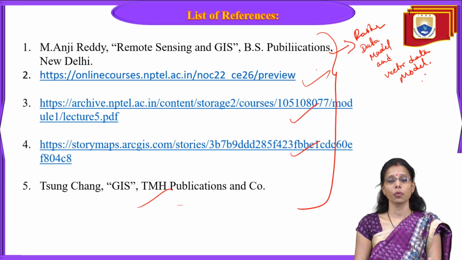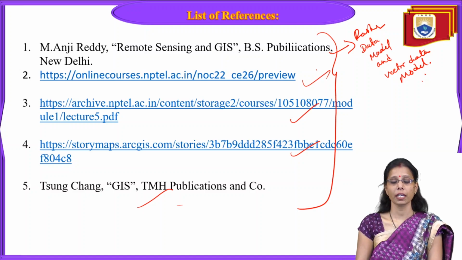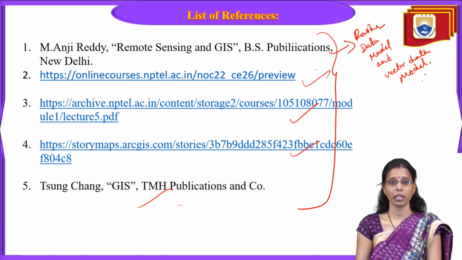So I hope you understood about the raster and vector data models. These models are utilized in GIS, and these two are spatial data, because spatial data is required to work in GIS. Along with the spatial data, we need the non-spatial information to work with GIS. So in the next lecture we'll be learning the different types of map projections in the coming lectures.